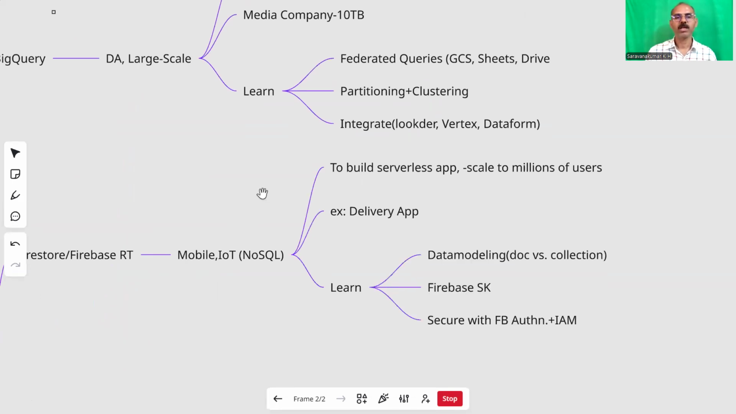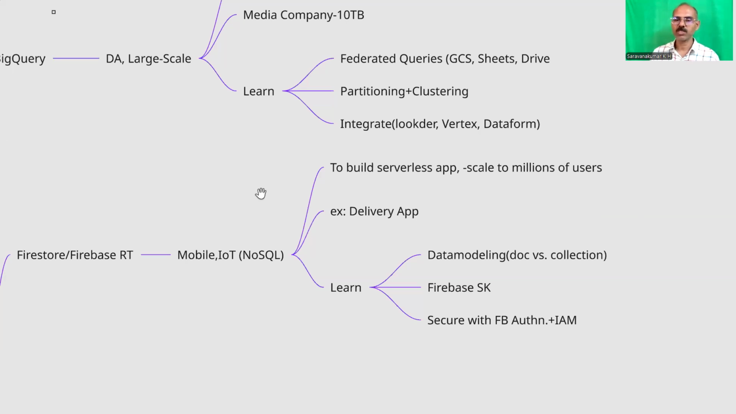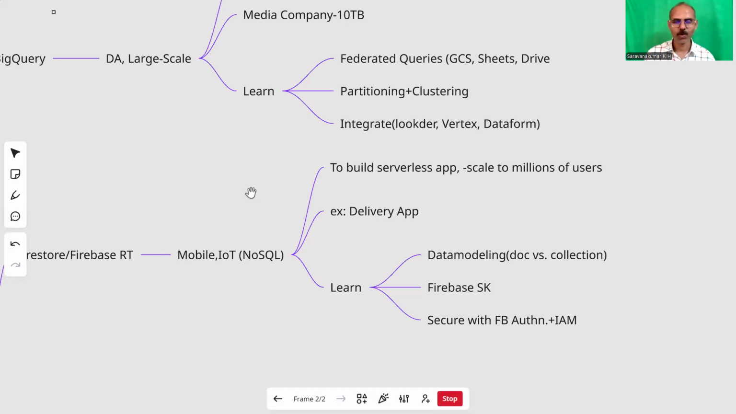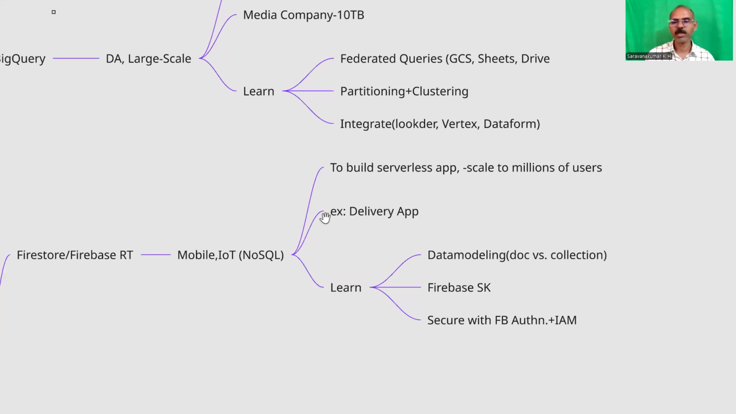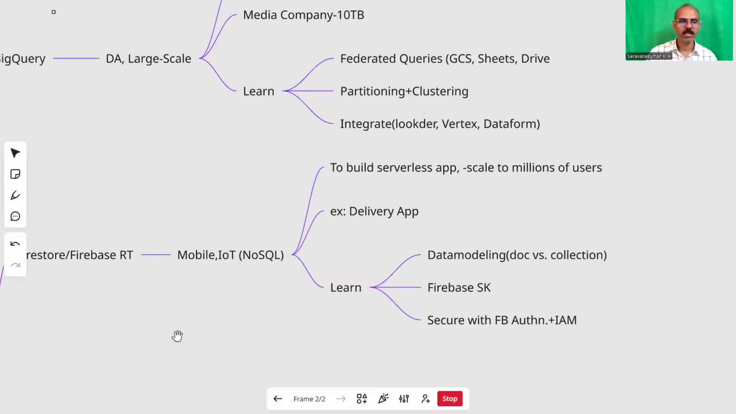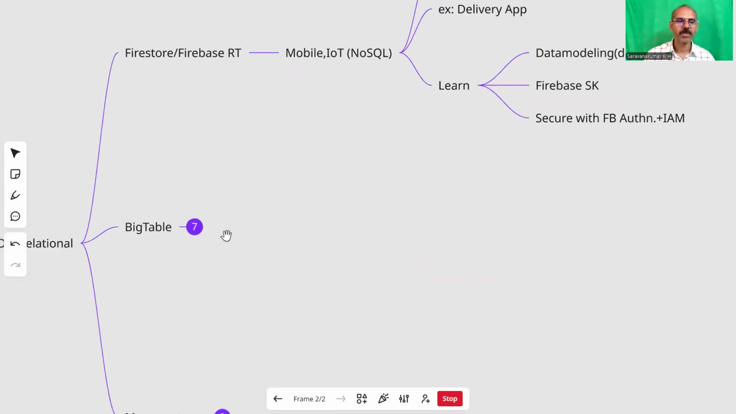And what you can learn more from this aspect is data modeling, that is document versus collection, and how schema-based modeling can be done. And another one is the Firebase SDK. You're supposed to know more on that, along with Firebase authentication and IAM, Identity Access Management.